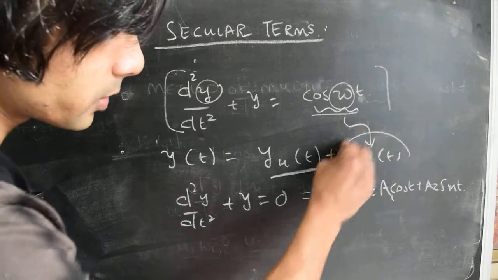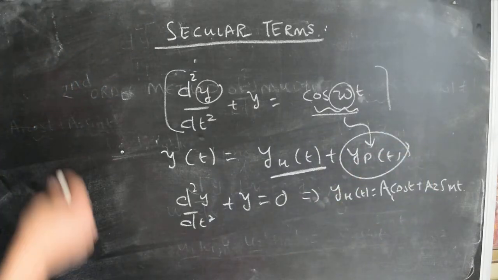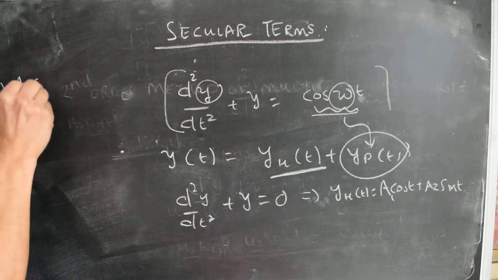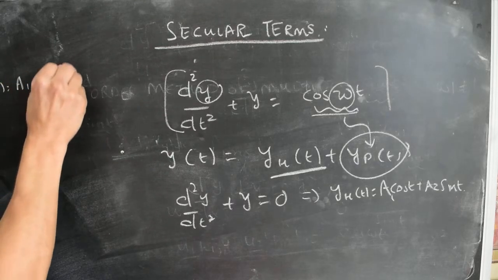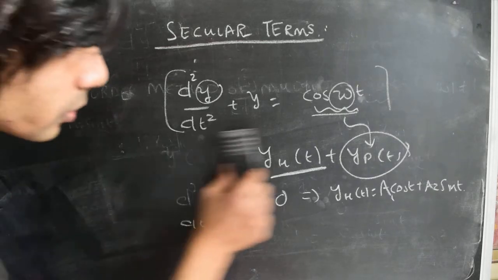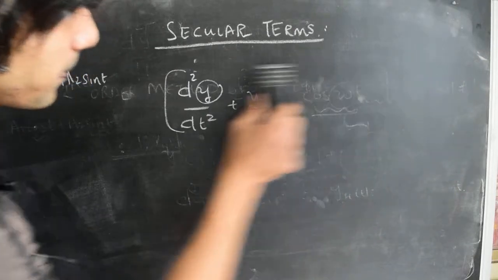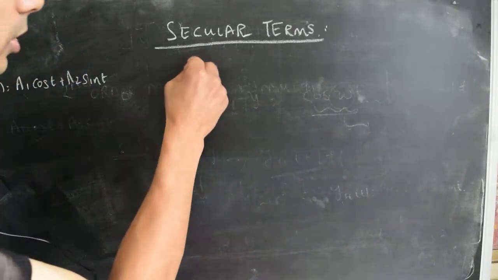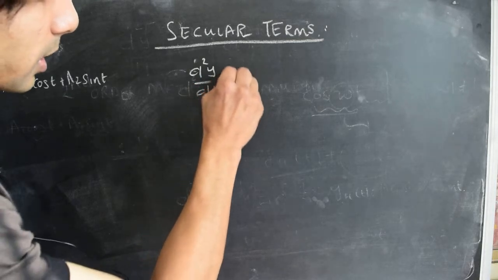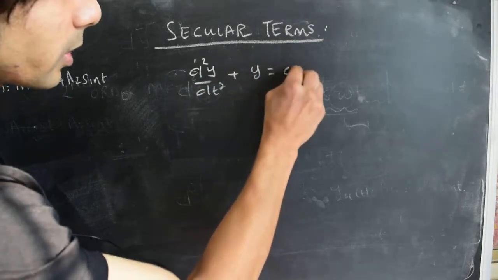And now the idea is to solve for the particular solution. Let's just write down the homogeneous solution, which is a1 cosine t plus a2 sine of t. And now let's look for the particular solution. The differential equation is d2y dt2 plus y equals cosine omega t.